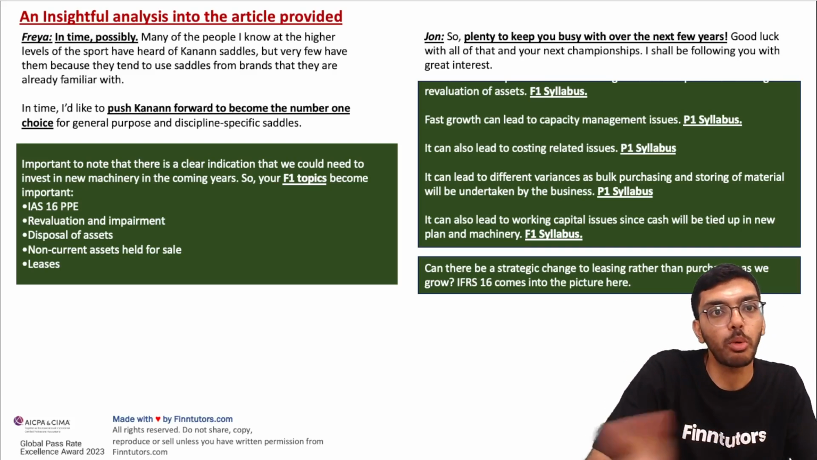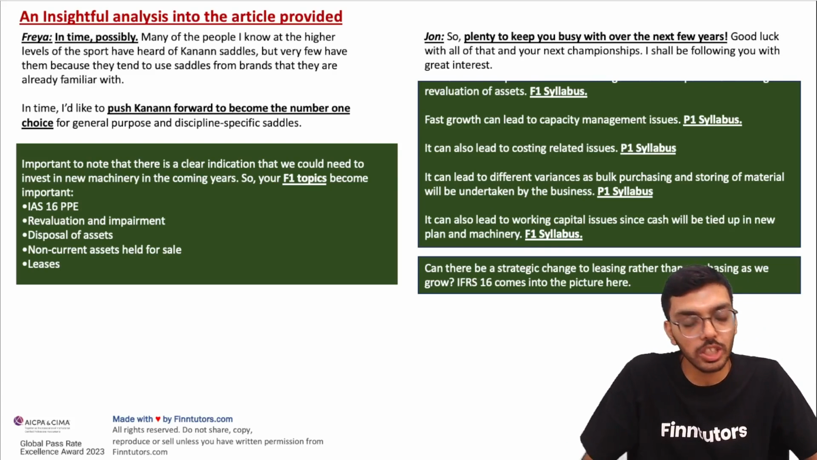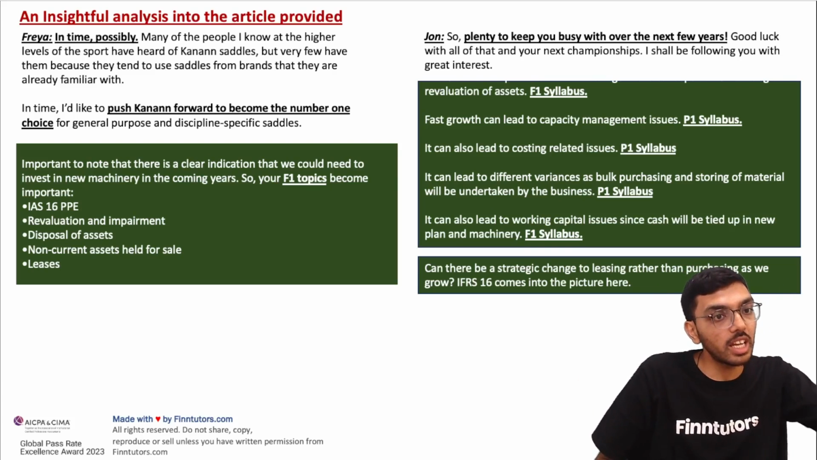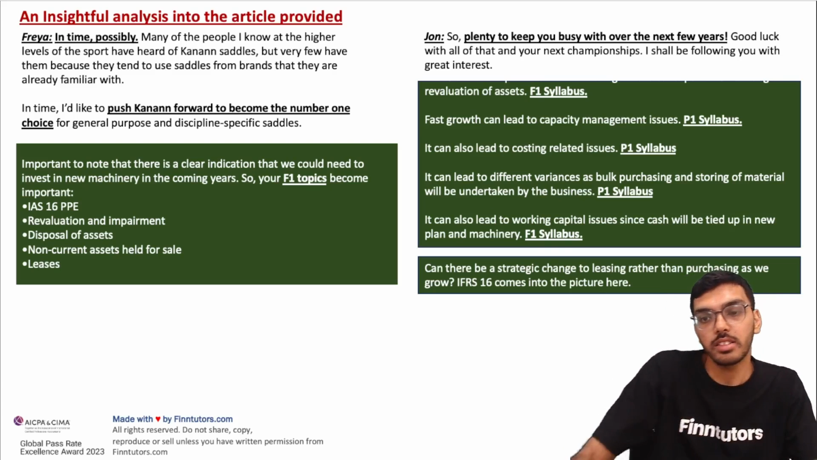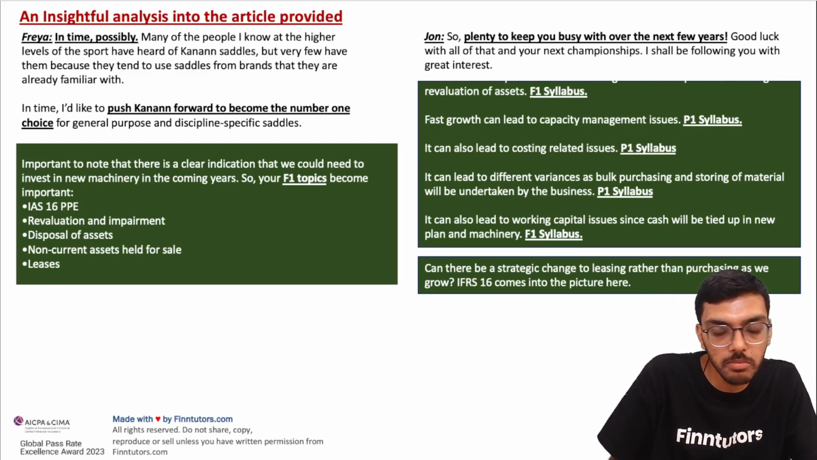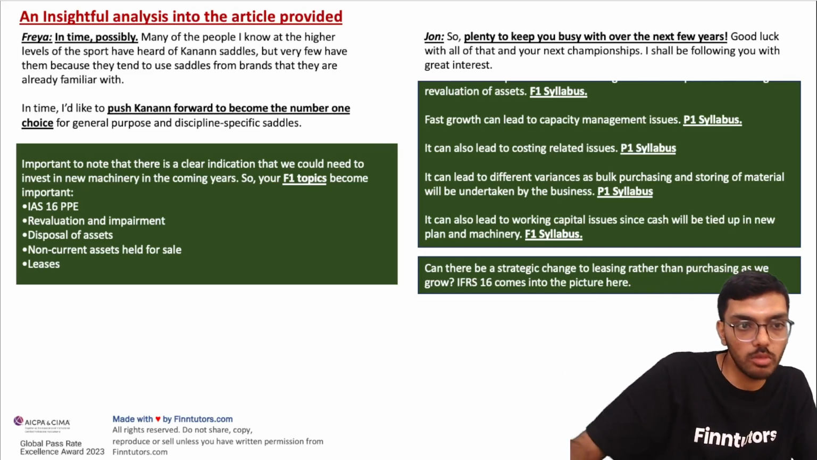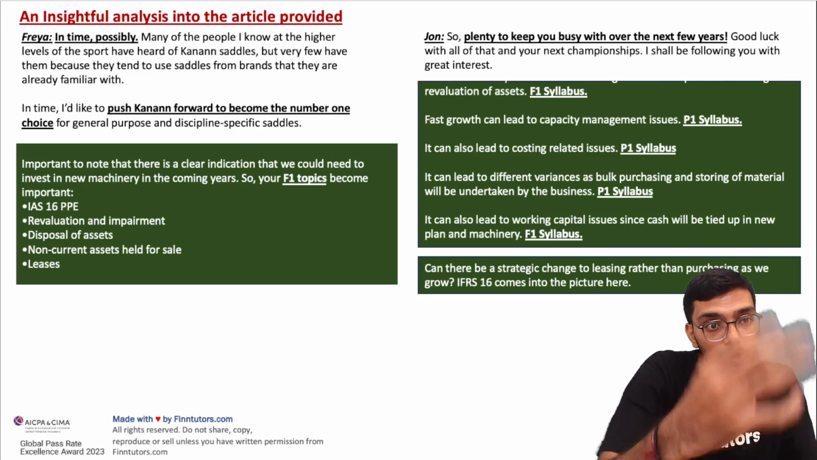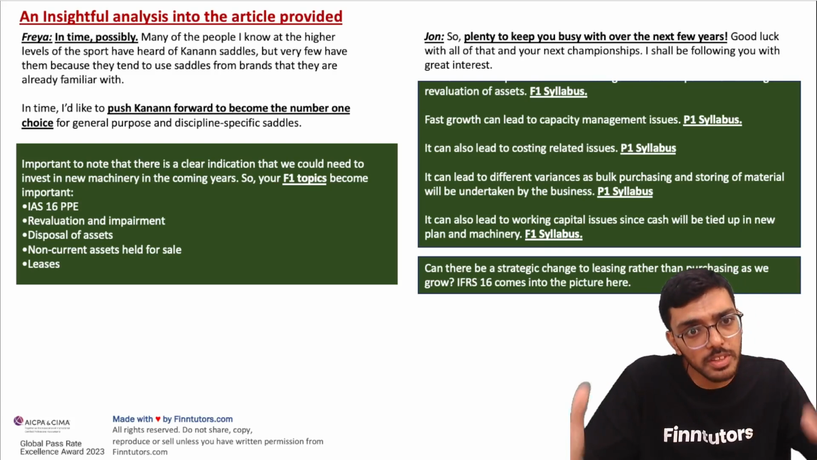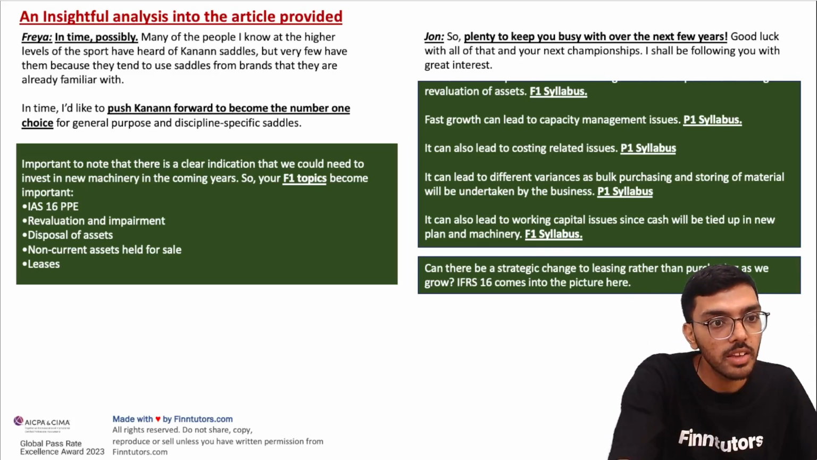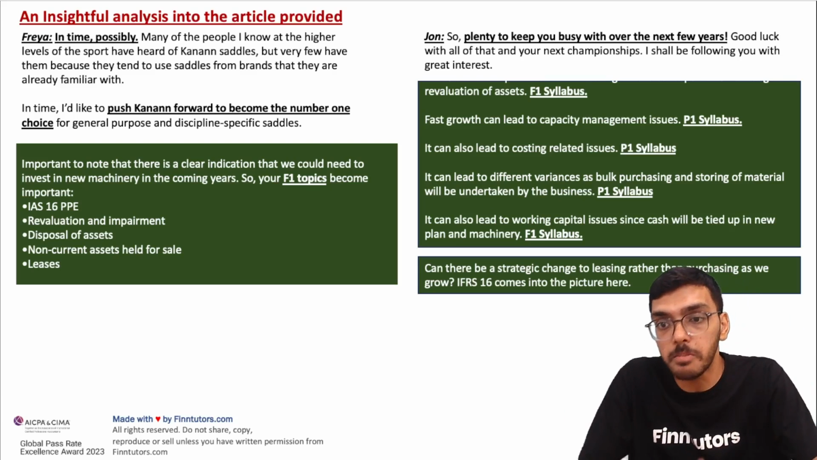But right now, just pointing out that, okay, there is a clear direction that this can come up. So they can tell you that, okay, we've bought a new asset. How will you recognize it? So IAS 16, property, plant and equipment. We are selling this asset to fund the purchase of another asset. So disposal of asset, non-current asset held for sale. All of this is easily testable. That is why I'm pointing it out, and it often comes up in the exam.